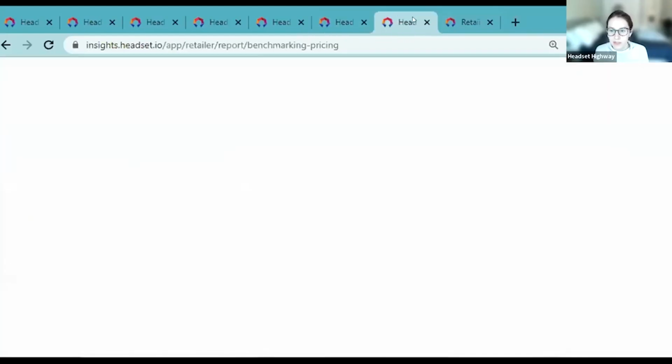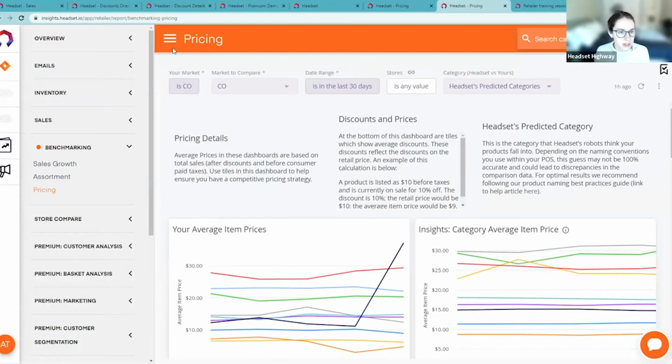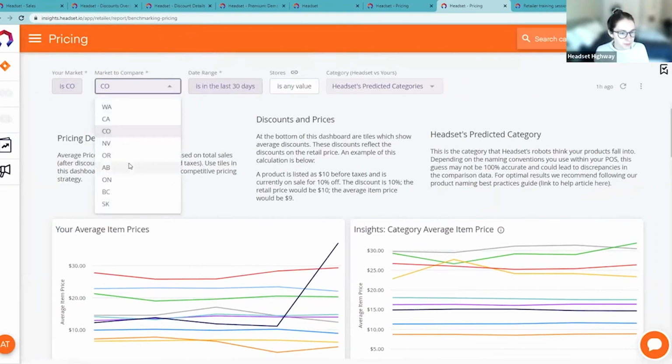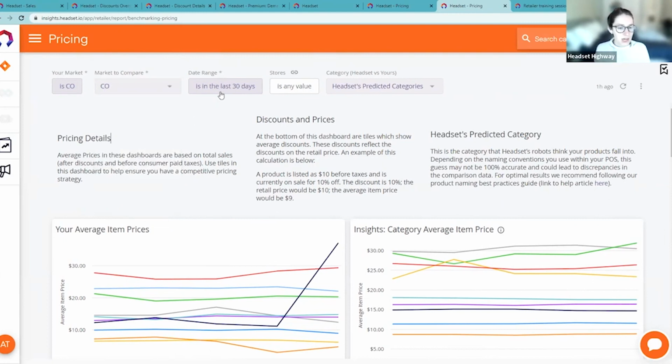Now I already have this filled out with our filters here. So for example, I chose my Colorado market. I'm comparing to Colorado. Again, if you don't see your market in this list, you could choose a comparable one to use. If you don't see it in this list, that means that we just don't have that quite ready for insights available within this benchmarking dashboard. Date range I just chose is in the last 30 days, but you can really do whatever makes the most sense for you. Same with stores.